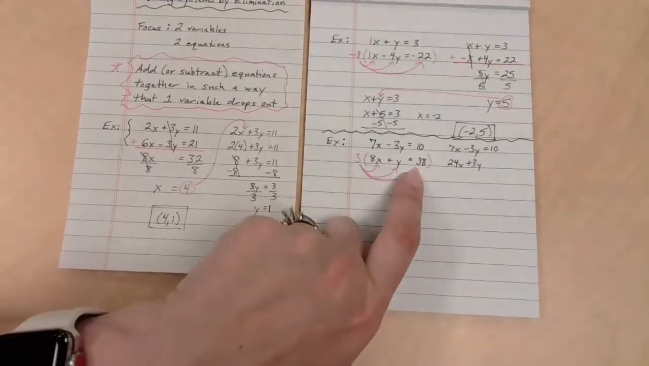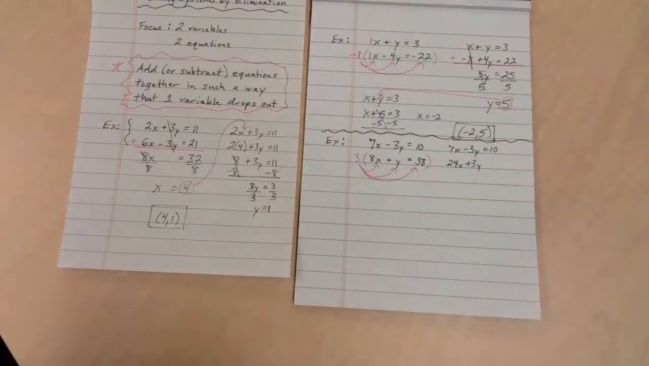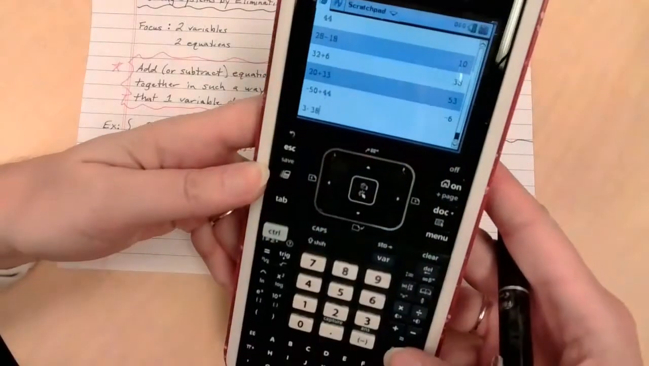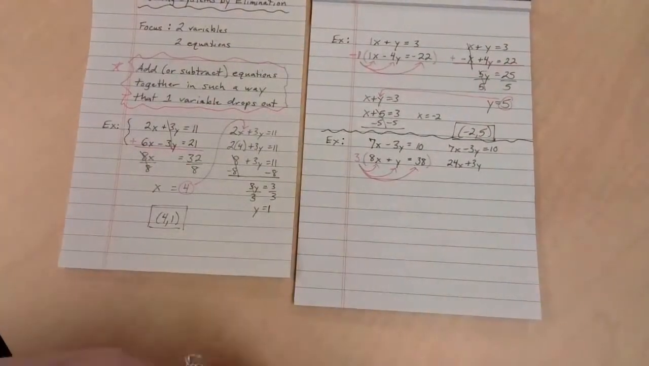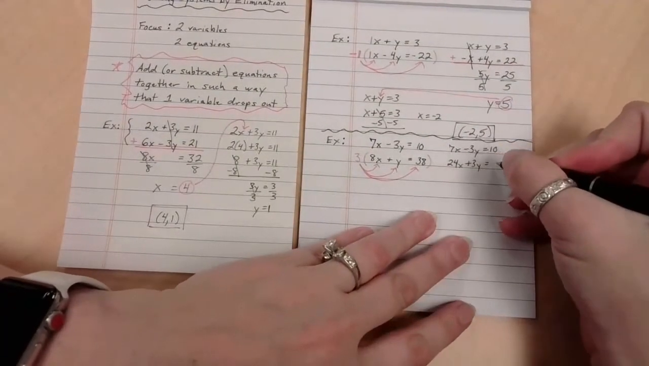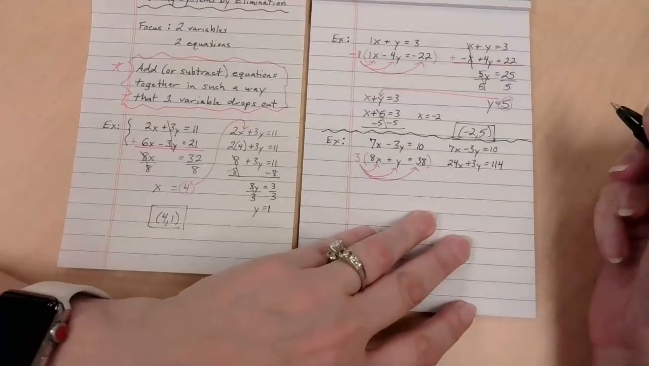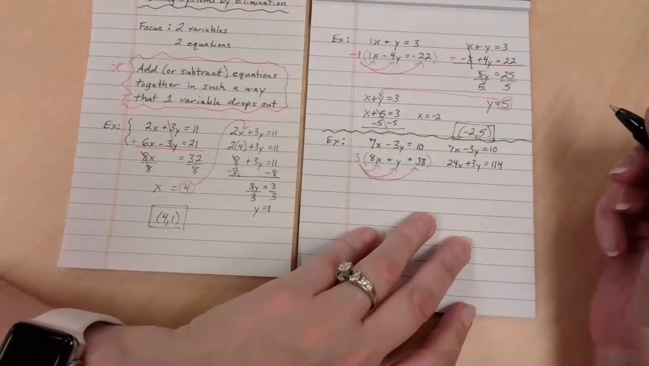3 times 38. Oh my gosh, those are such large numbers. I'm never going to survive. Actually, yes, you will. Suck it up, grab the calculator. Oh, look. 3 times 38 is 114. There we go. So we will put 114 right there. And while that seems terrible, I bet you it works out pretty well because we're just learning this.